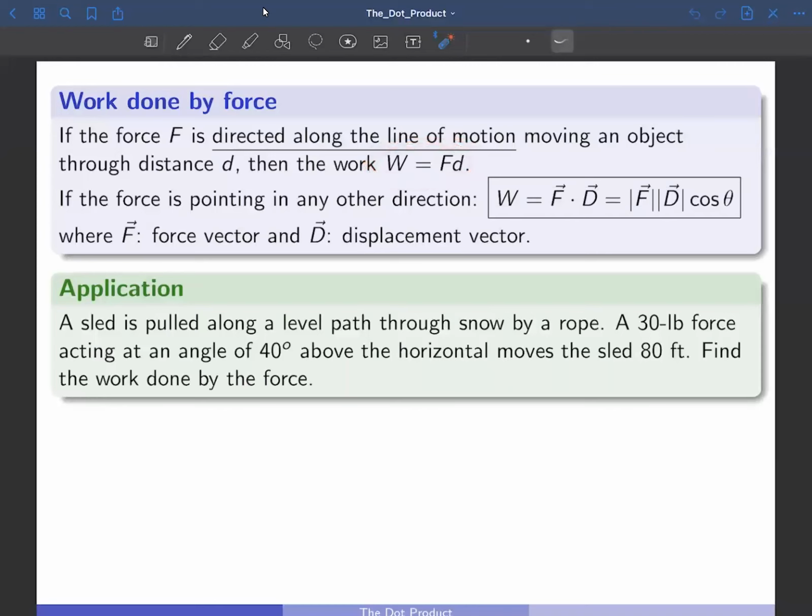But if we have a force that is pointing in a different direction, then the work done by the force is given by the dot product between the force vector and the displacement vector. Based on the definition of the dot product, that is equal to the magnitude of the force times the magnitude of the displacement times the cosine of the angle theta that is formed between the force and the displacement vectors.